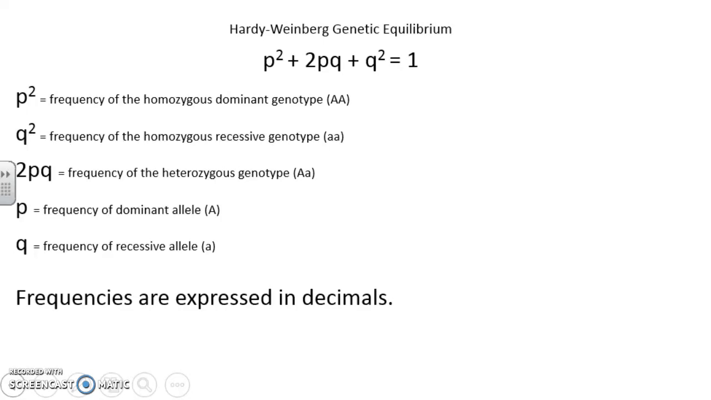All right, guys, so let's just go over the practice quiz that I gave you. Just a couple of reminders. This is the equation for Hardy-Weinberg: p squared plus 2pq plus q squared equals 1.